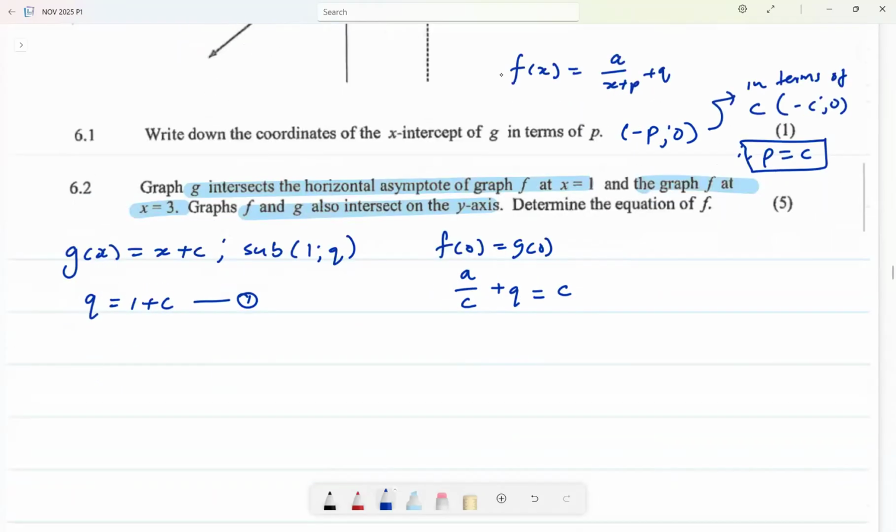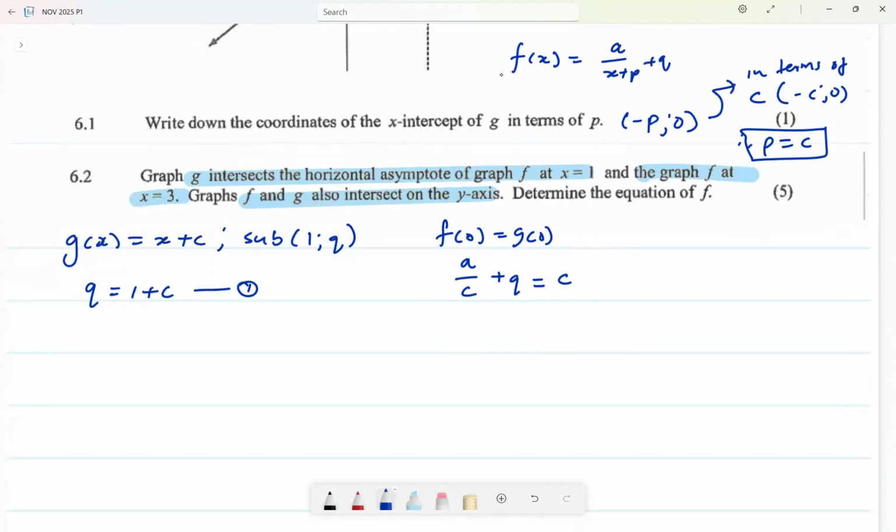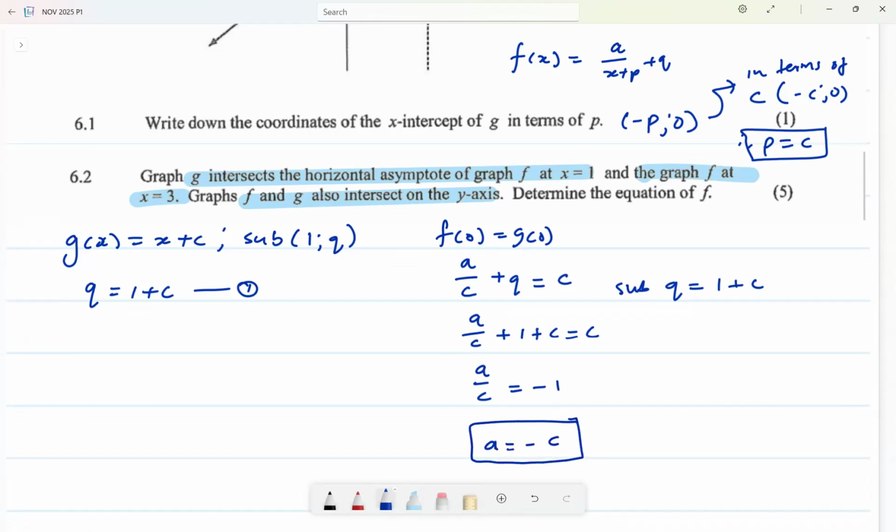And then I realize that, but now what is q? Remember I found q to be equal to 1 plus c. So I can say a divided by c, plus 1 plus c, is equal to c. And then I have a divided by c is equal to c minus c, which is 0. And then this one, I take it to the other side, it's going to be minus 1. So a is going to be minus c.